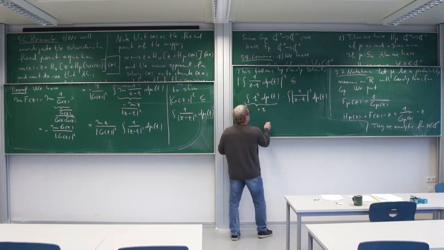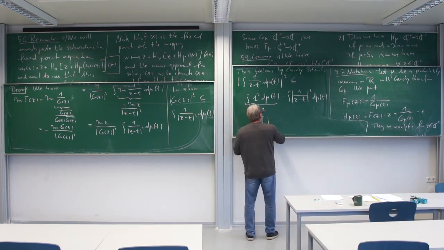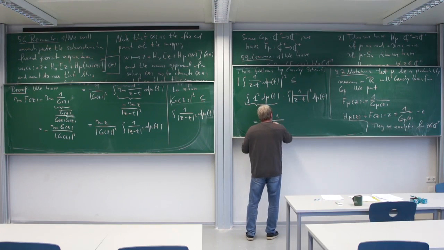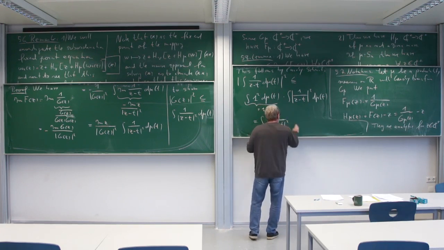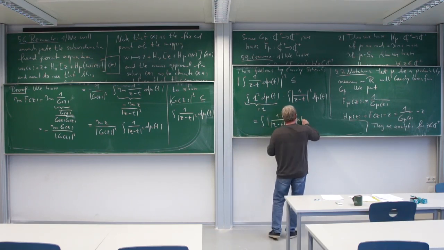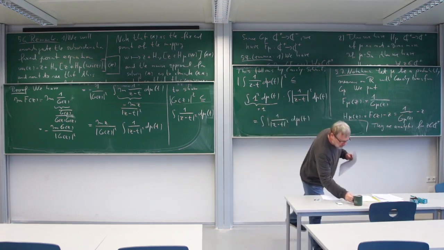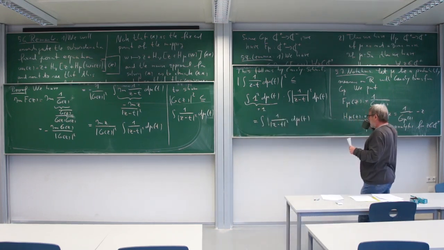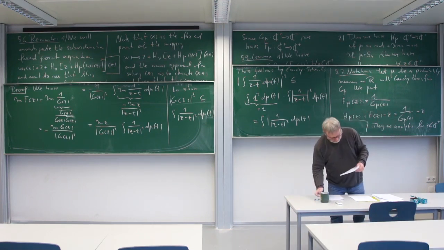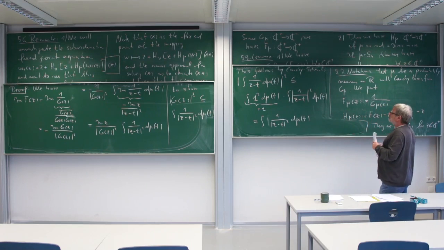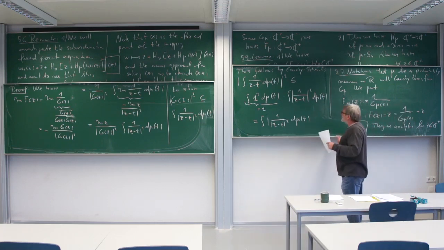Okay, so what I have here will be the integral of 1 over z minus t squared d mu of t. Okay, and so that's the general inequality.